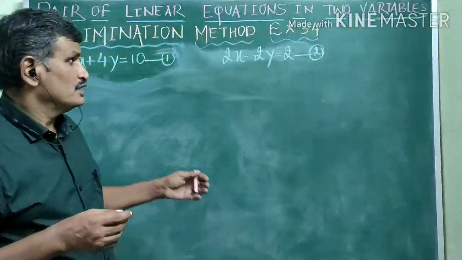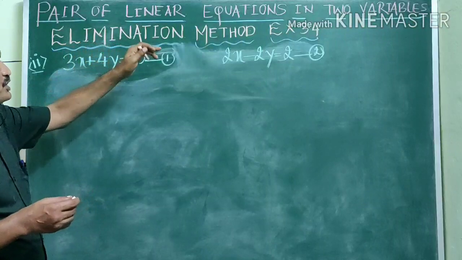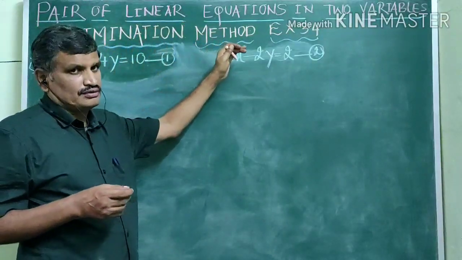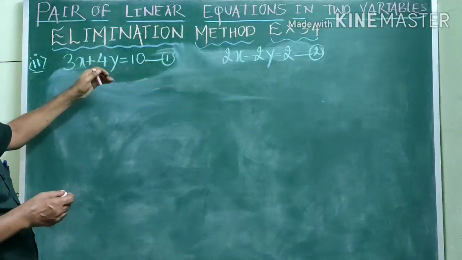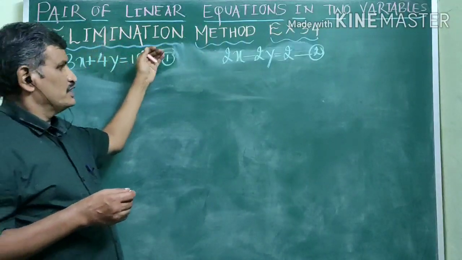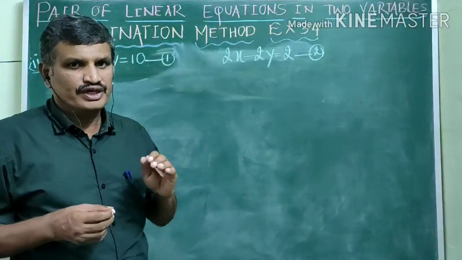In the topic linear equation in two variables, let us discuss the next method, that is elimination method. Now the name itself suggests we have to eliminate. So what should we eliminate? We should eliminate x or y from the first and second equation to get the value of the other variable.